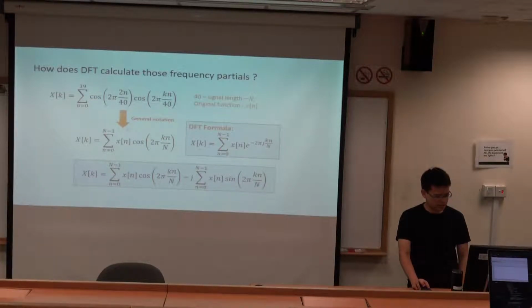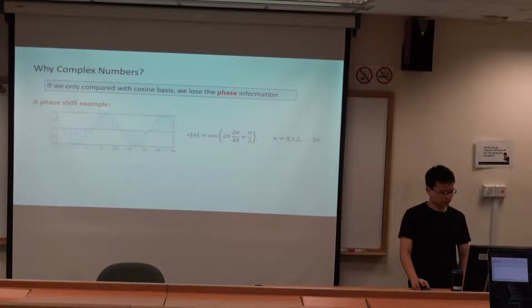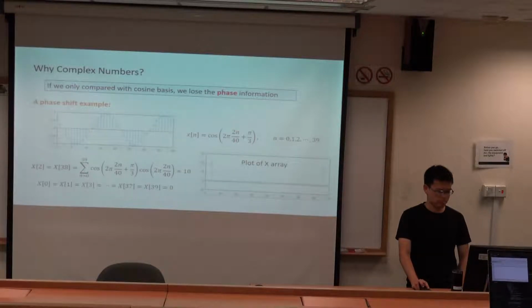The first term is exactly the same as what we calculated just now. But the second term is actually a comparison with the sine basis, right? And we lose the phase information when comparing with the cosine basis only. So I gave you an example. If you believe me, this signal will produce exactly the same spectrum array as the phase shifted signal.